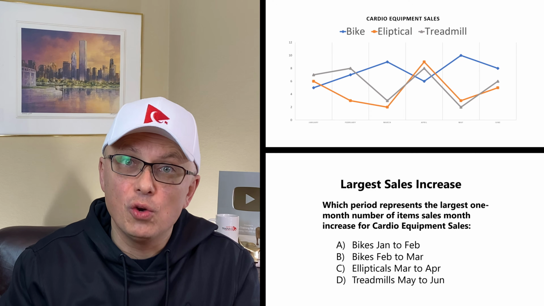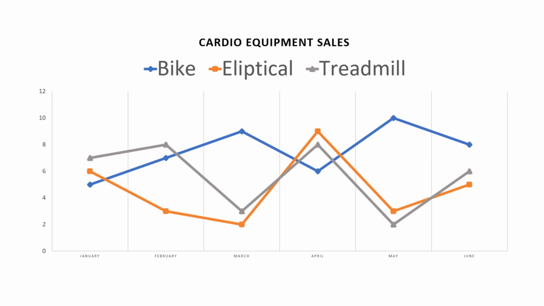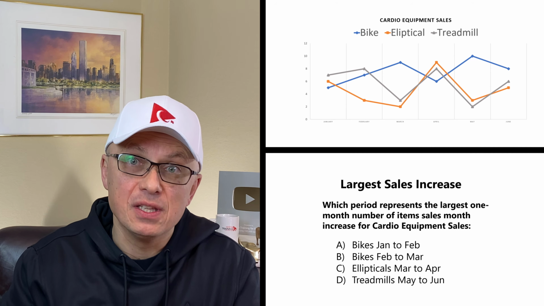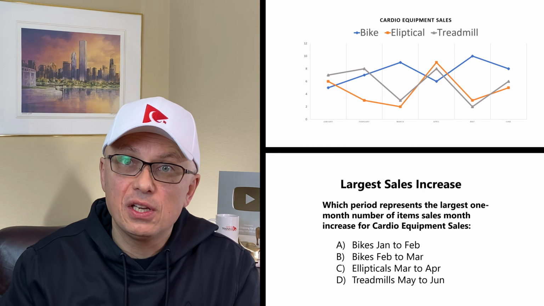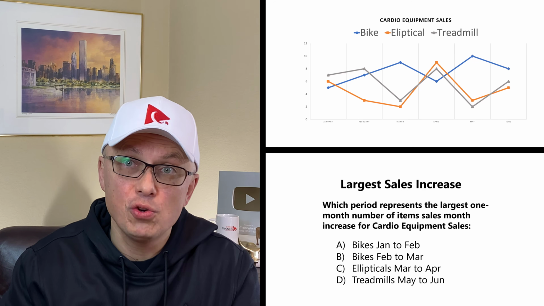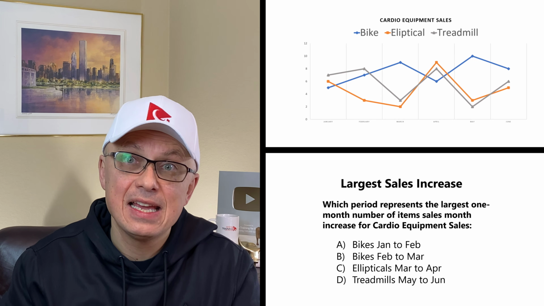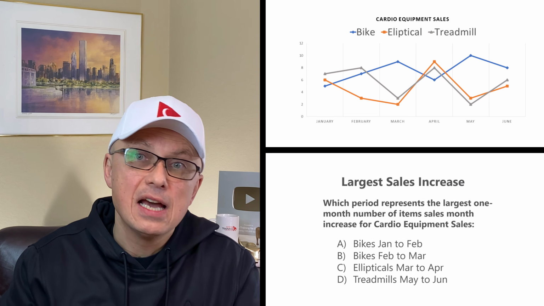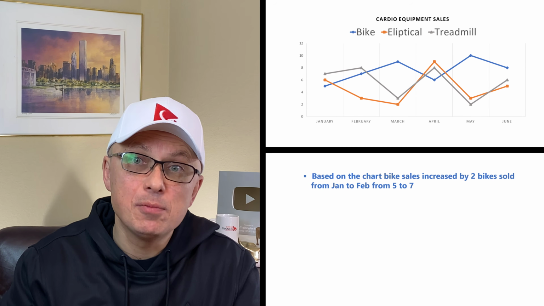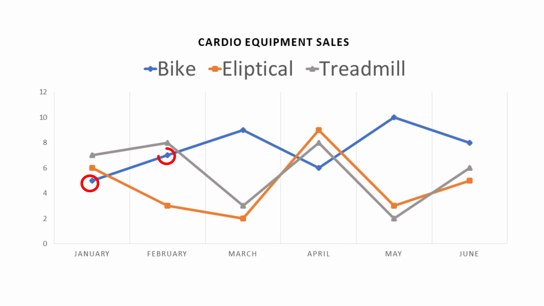To answer this question, we need to look at the graph closely. For each data point on the graph, we need to determine the actual value. And once we have all the numbers, we need to answer the question by looking at the differences for equipment sales from month to month. Specifically, in this case, you need to evaluate 4 different choices that are represented by answers A through D. Let's do it together. Based on the chart, bike sales increased by 2 from January to February, and the increase was from 5 to 7 items sold. Bike sales also increased by 2 from 7 to 9 between February and March.